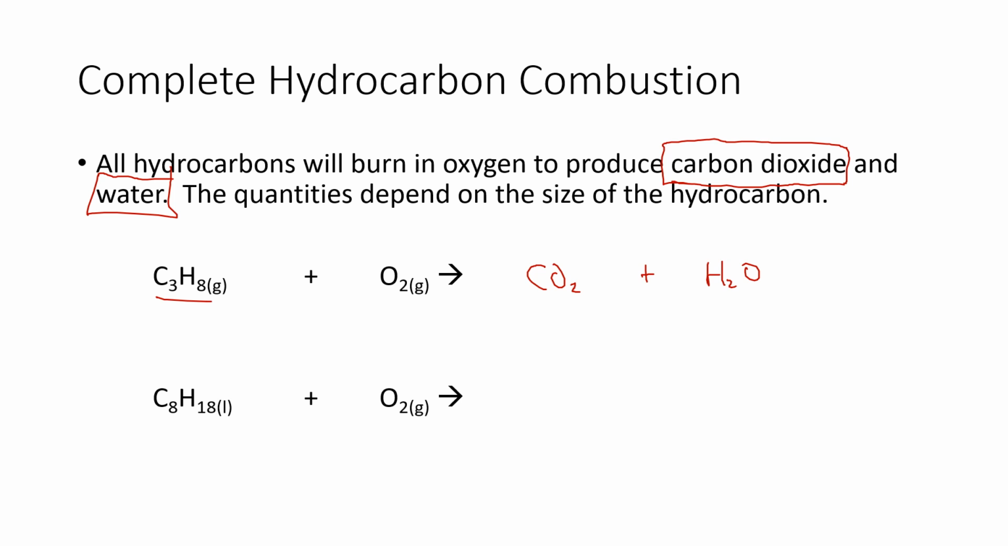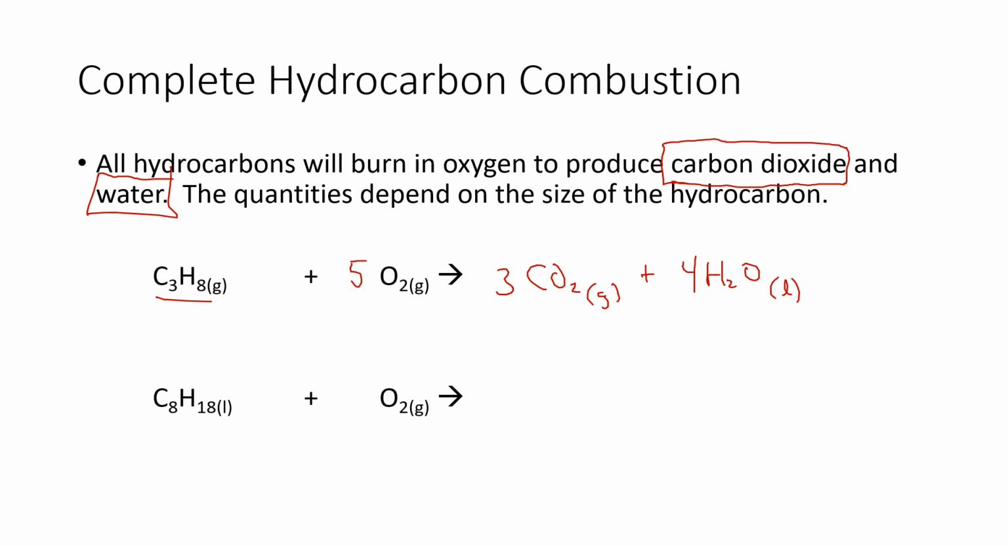So in this case, we've got 3 carbons, so we're going to need 3 carbon dioxides. We have 8 hydrogens, so we're going to get 4 waters. 3 times 2 is 6, plus another 4 makes 10. And so I'm going to need 5 oxygens to balance that out. Carbon dioxide is a gas. Water, of course, is a liquid.